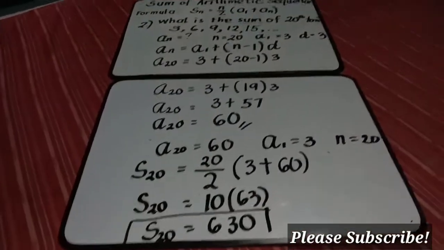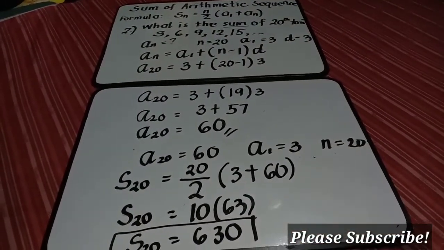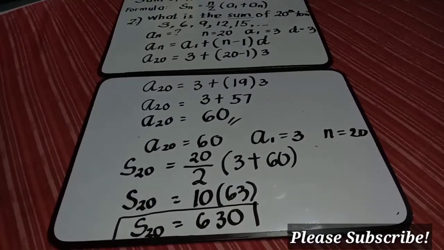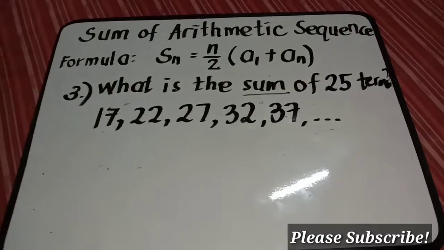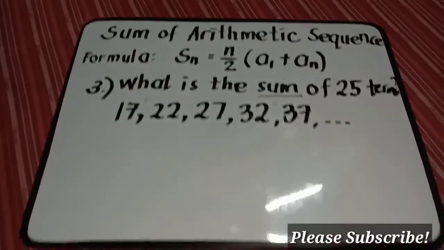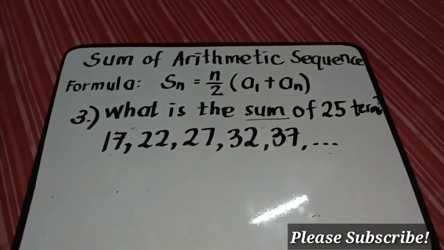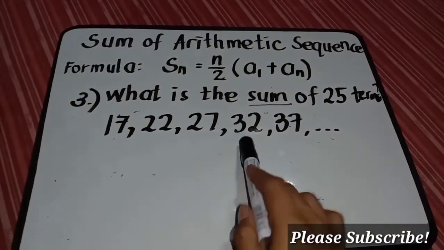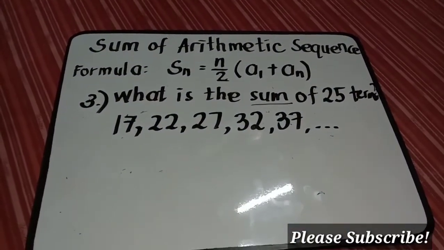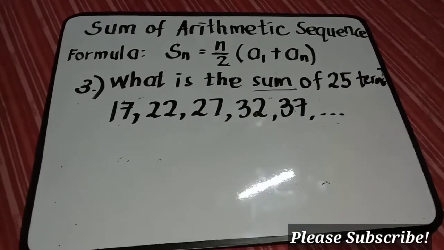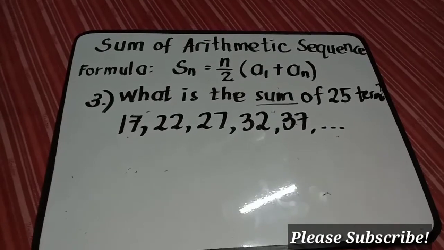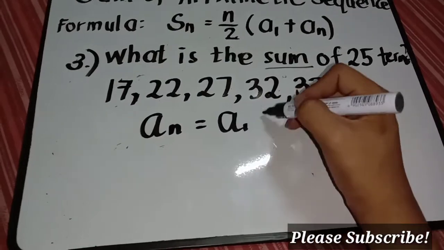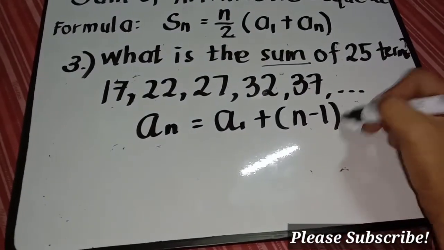So, that is the purpose of the formulang S sub n is equal to n over 2 times the quantity of a sub 1 plus a sub n. Okay, let's try another one if the last term is not given again. So, what is the sum of the 25 terms in the sequence 17, 22, 27, 32, and then 37? So, first natin dapat mahanap natin yung value ng ating last term. So, gagamitin pa natin yung formula ng arithmetic sequence, which is a sub n is equal to a sub 1 plus the quantity of n minus 1 times d.